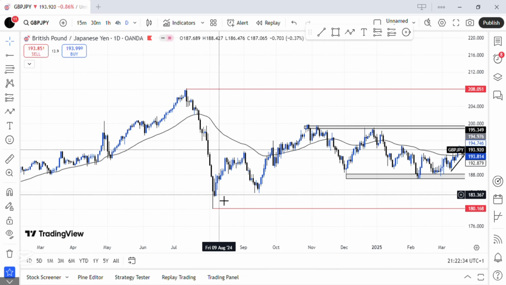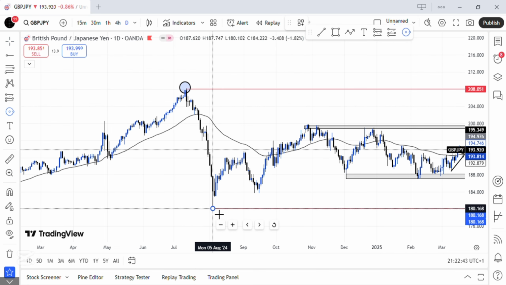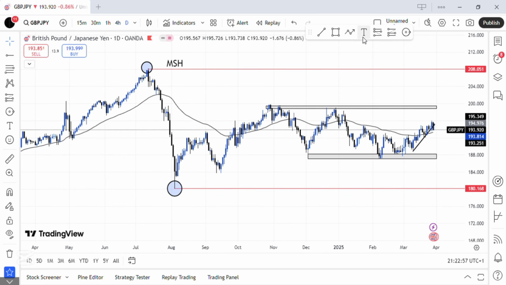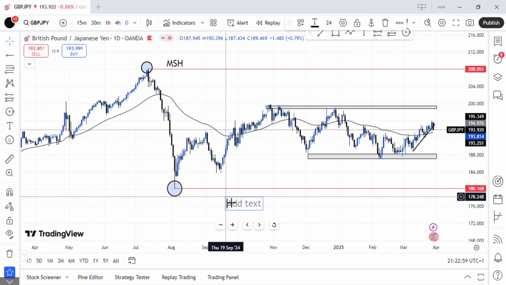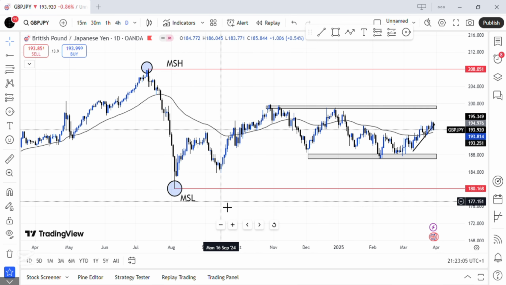Like I said, you can call it buy side liquidity or sell side liquidity. Major swing high, major swing low. Let me just write it out. That's the abbreviation for major swing high. That's major swing low.